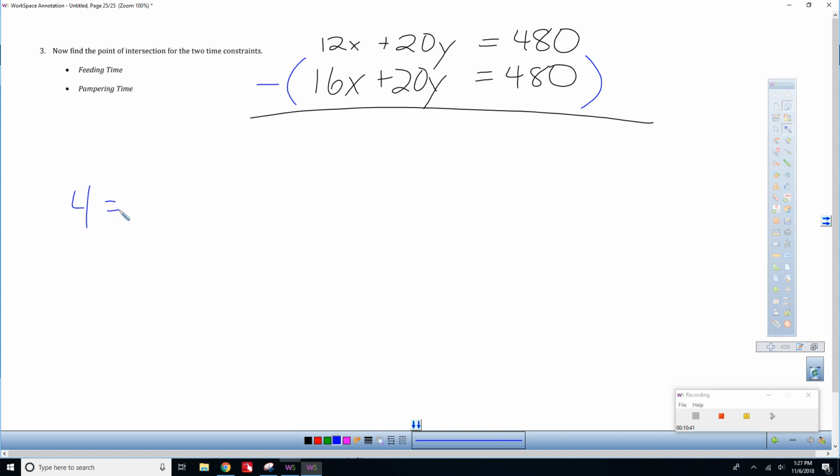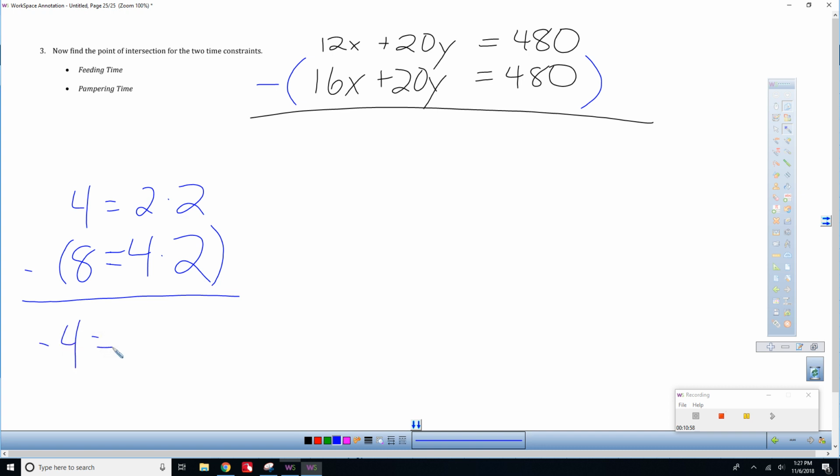Does 4 equal 2 times 2? It does. Does 8 equal 4 times 2? So that if you subtract them, what's 4 minus 8? So it works. So that's just a fact of equation. So watch. What is 12 minus 16? You might be asking, why am I doing this? This is the reason. What's 20 minus 20? 0. And 480 minus 480?